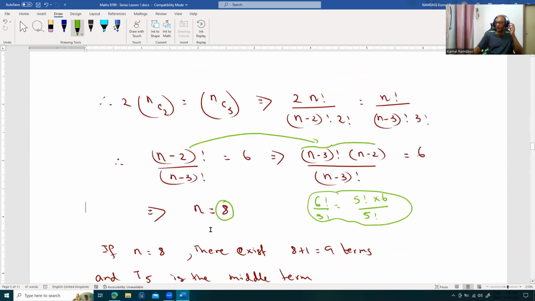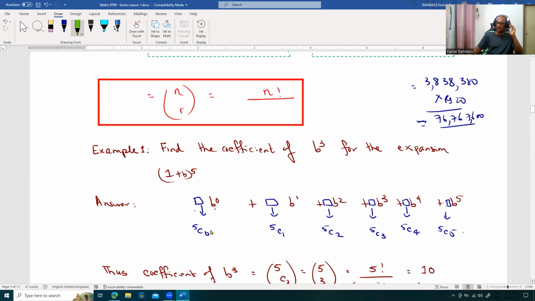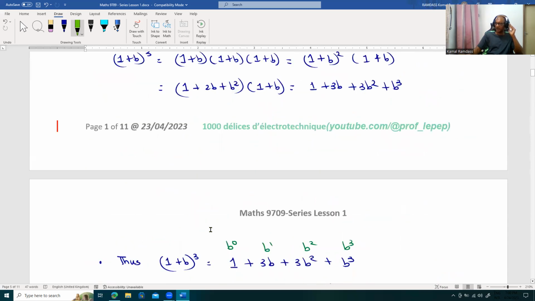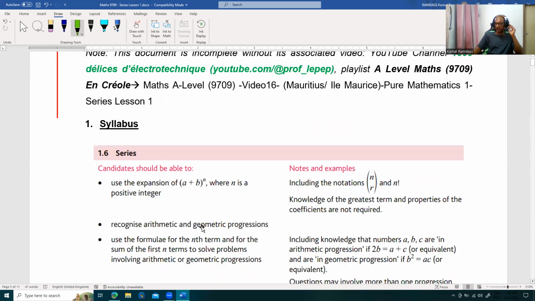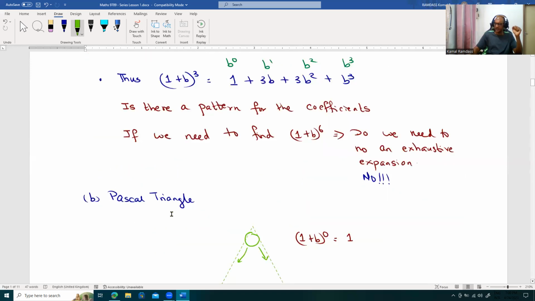Now we have finished this part of the syllabus: use the expansion of (a + b)^n, where n is a positive integer, including the notation nCr and n factorial. Knowledge of the greatest term and properties of the coefficients are not required. That is all we do.